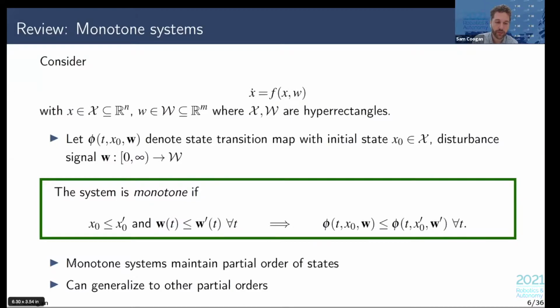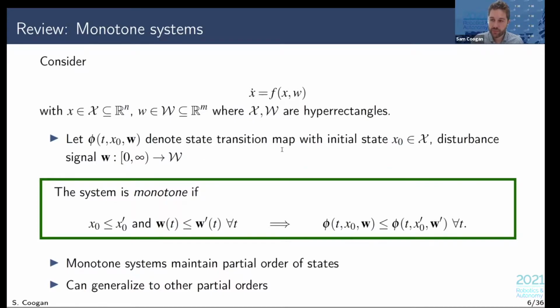So let me very briefly review the more classical notion of monotone systems. Consider a dynamical system, x dot equals f of x comma w, just like the system we had when we started with talking about reachable sets. We're going to restrict, just for some technical ease, to the case where the state space, calligraphic X, and the disturbance space, calligraphic W, are hyperrectangles or higher dimensional boxes. We'll use the notation phi to denote the state transition map for this system when we have an initial state x naught and some disturbance signal, boldface w, that maps time to our possible set of disturbances.